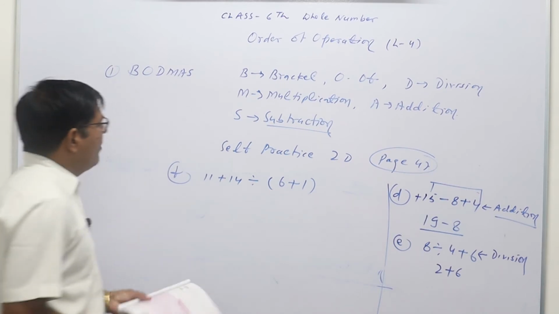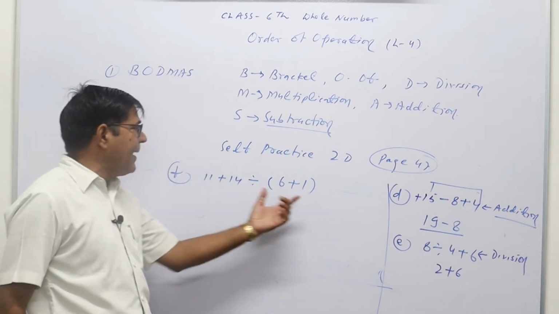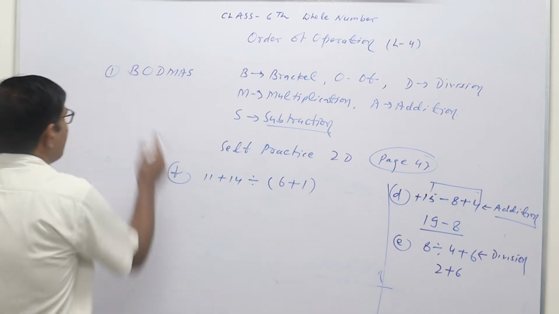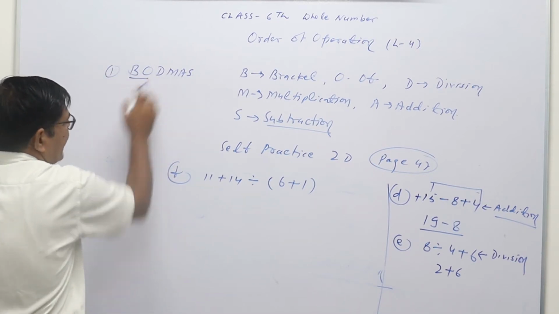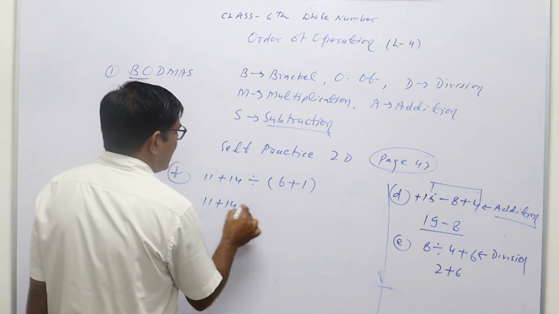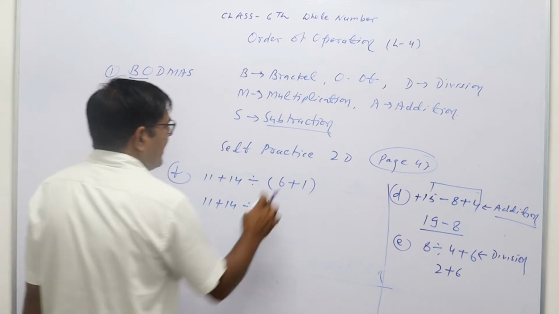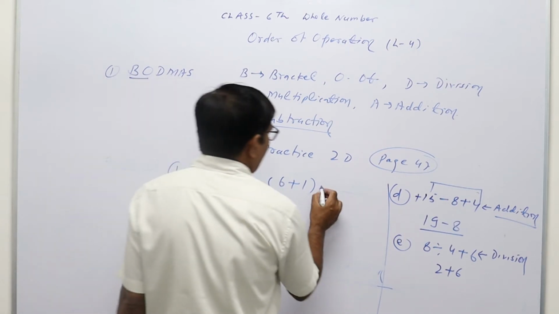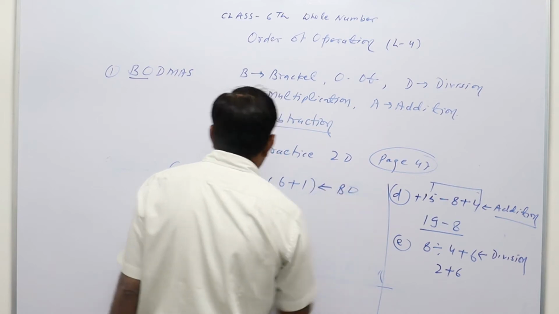So here this expression contains a bracket, then addition and then division. So first we will do the bracket off, then division. So here 11 plus 14 divided by (6 plus 1) 7. So this bracket will be off. So the first operation is bracket off.